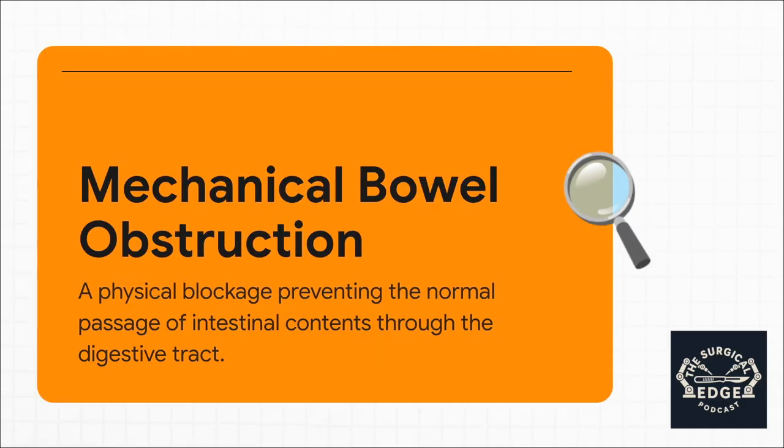First up, we've got the real deal, mechanical bowel obstruction. It is exactly what it sounds like. There's a physical, structural block. Something is literally in the way, stopping everything from passing through. This can be a partial jam or a complete roadblock. And just remember, about 80% of these happen in the small bowel.